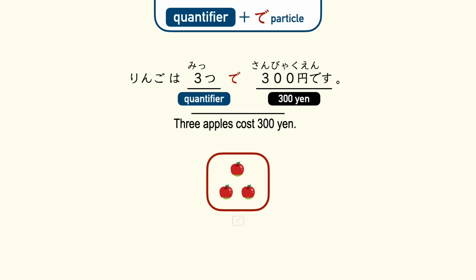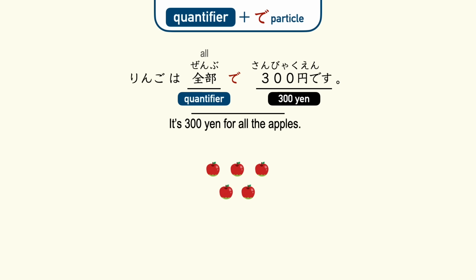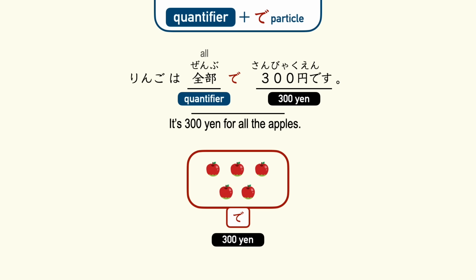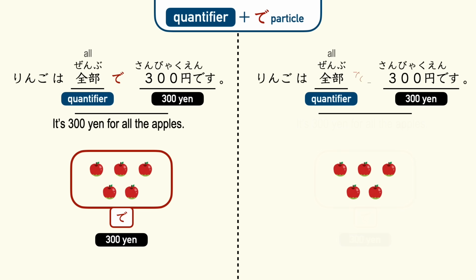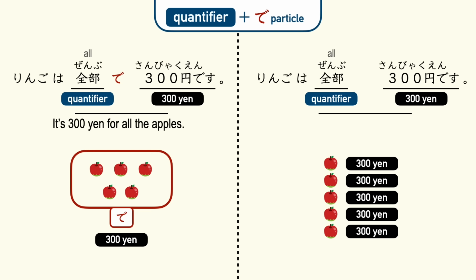So, 3つで300円です。Now let's say there are 5 apples in front of you. And if you say, リンゴは全部で300円です。全部 means all, by the way. This sentence means it's 300 yen for all the apples. 300 yen is the total price. 全部で300円です。But if you remove this de and say, リンゴは全部300円です。Then it means each apple costs 300 yen. So it means all the apples are 300 yen each. The meaning is completely different.